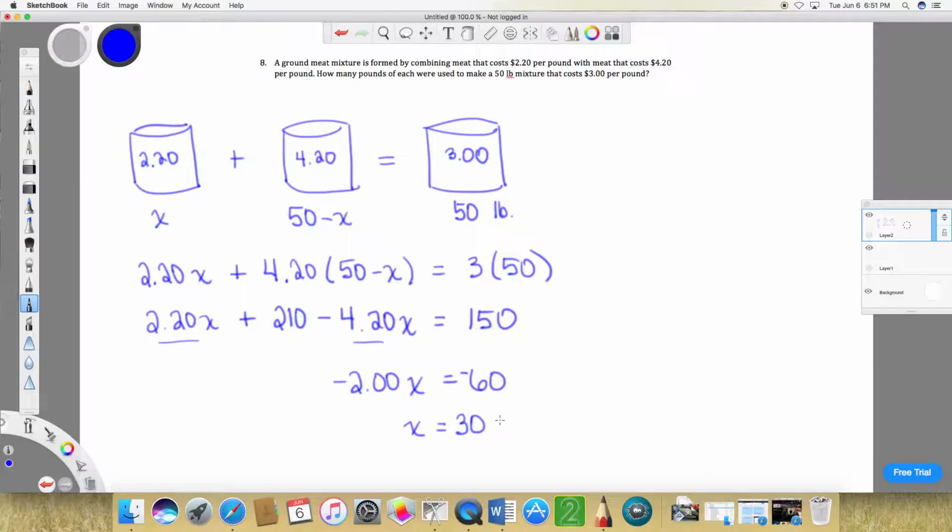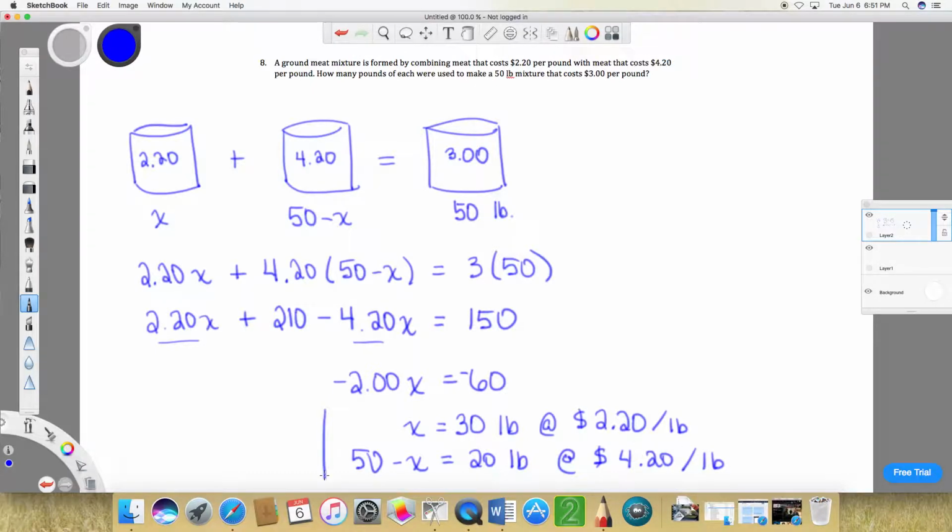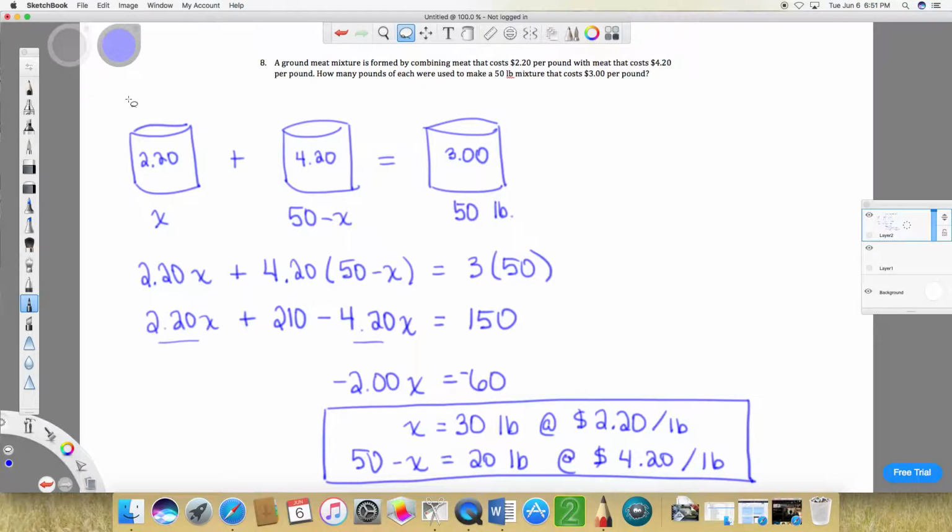So we have, excuse me, we have 30 pounds at $2.20 per pound, and then we have 50 minus 30 is 20 pounds of the more expensive. And if you combine these two, the result is a 50-pound mixture that we sell at $3 per pound. All right. Let's do it by the seesaw method and see if we don't get the same result.